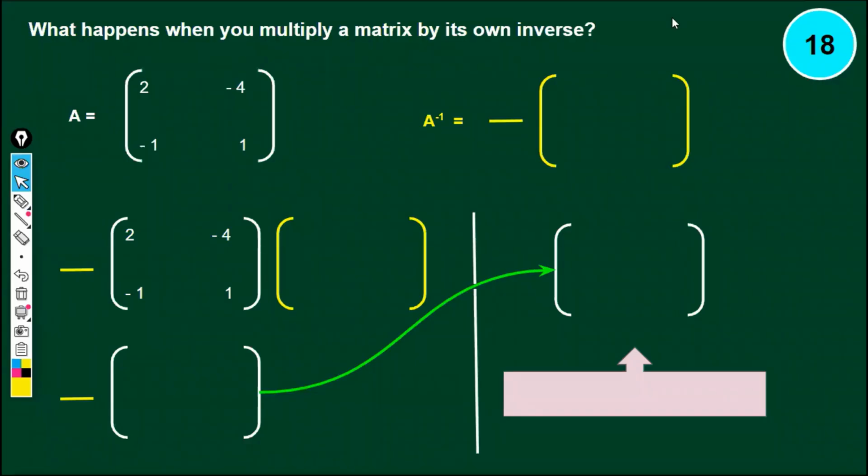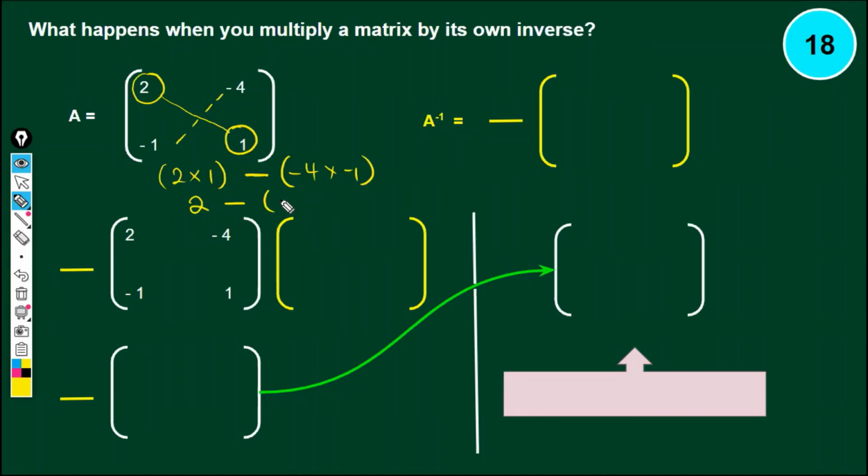Let's find the determinant first. Let's clarify that. The first thing we have to do is multiply the leading diagonal. So 2 multiplied by 1, minus the less important diagonal, -4 by -1. So we're going to get 2 minus, well, -1 by -4 is +4. We're going to get -2 for the determinant. 2 minus 4 is -2, not +2.